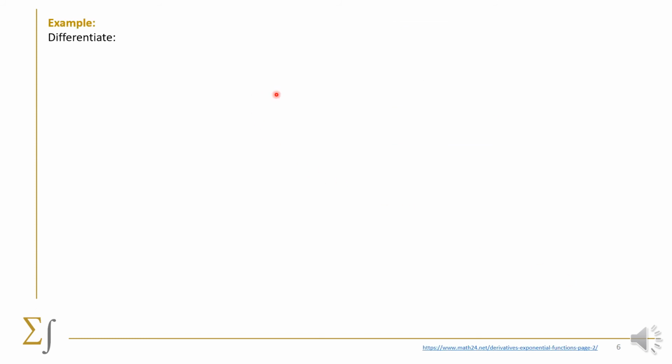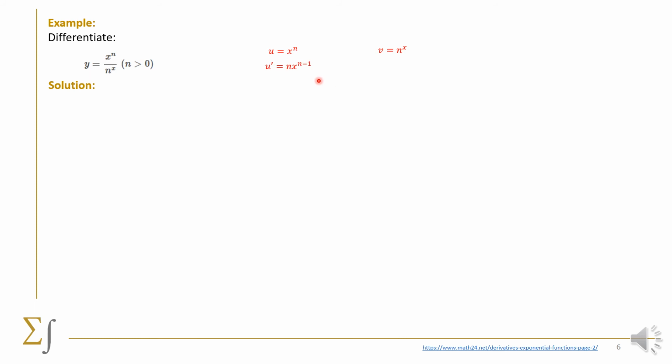Here we have an example. Differentiate y equals x^n over n^x, where n is greater than 0. Okay, here we have u over v, so we need to apply the quotient rule. We will take u to be x^n and v to be the denominator, n^x, and then we will find the corresponding u prime and v prime.